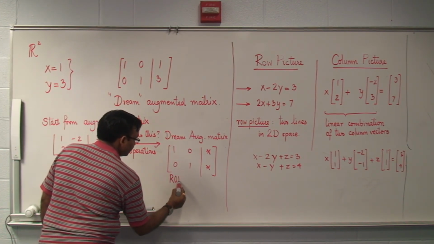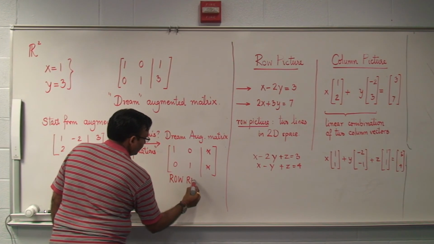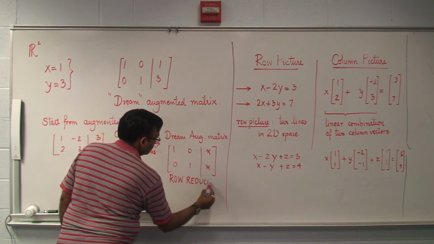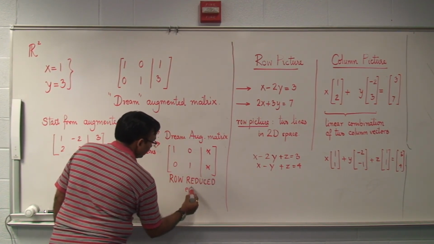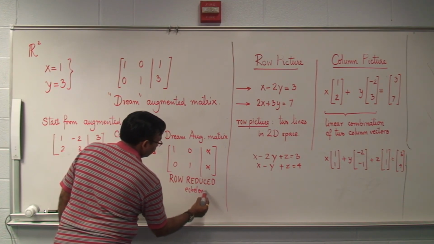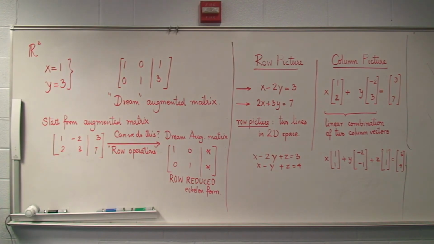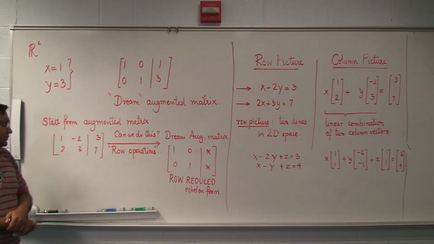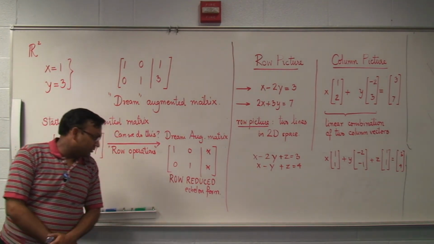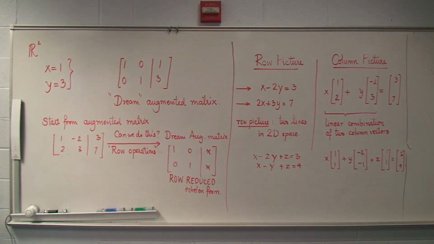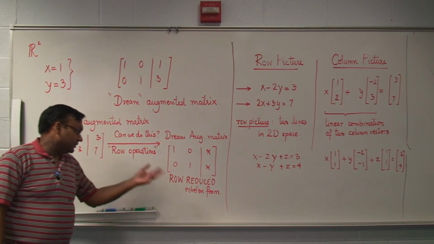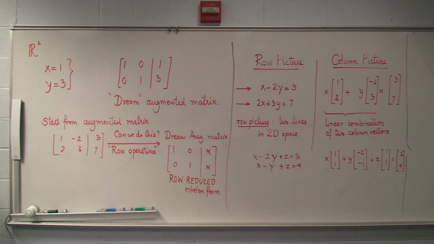We will call this guy row reduced echelon form. The question is, if I am given an augmented matrix, can I do something called row operations to achieve something called a row reduced echelon form? Can I do it all the time? Or will I hit a snag sometimes? Sometimes I can do it, sometimes I can't. All these things we will study in the next lecture.